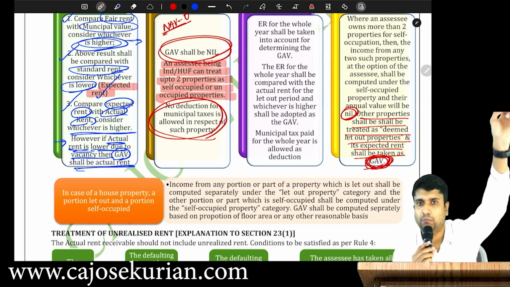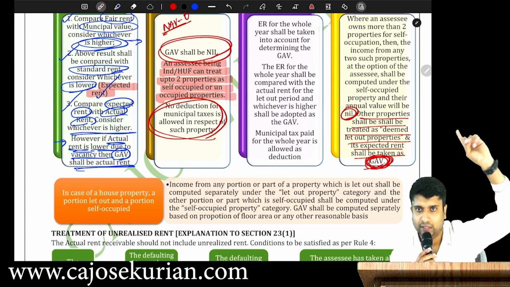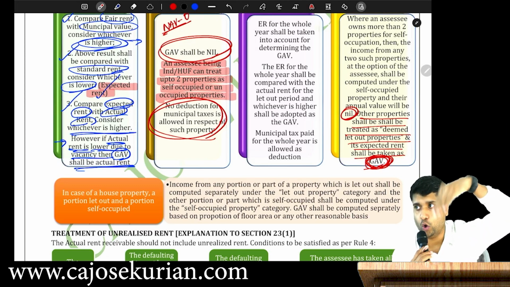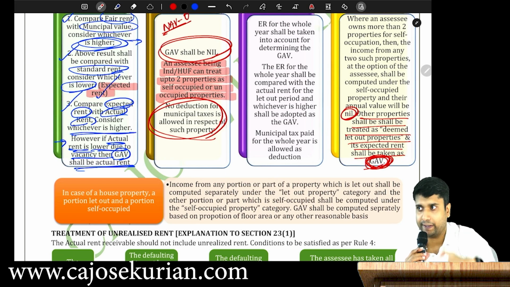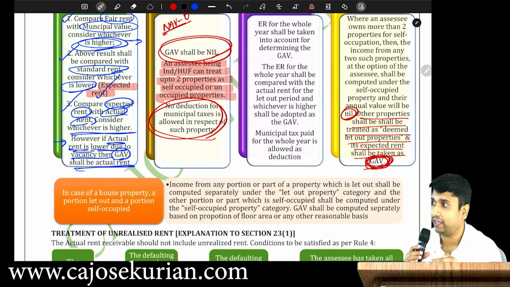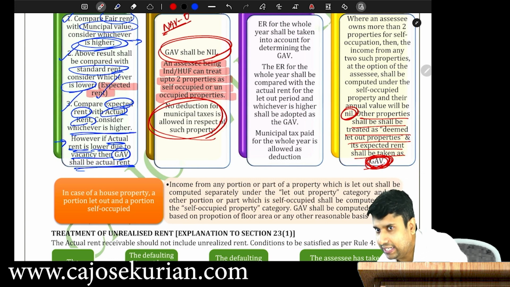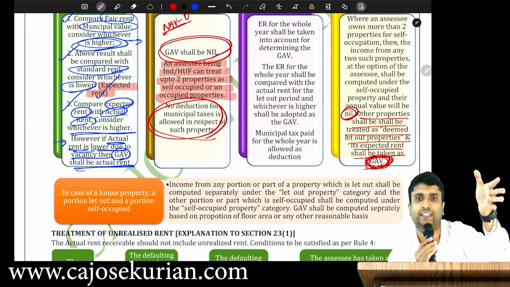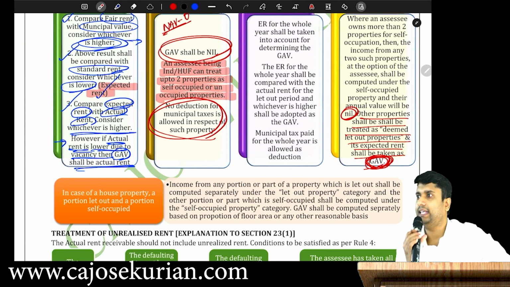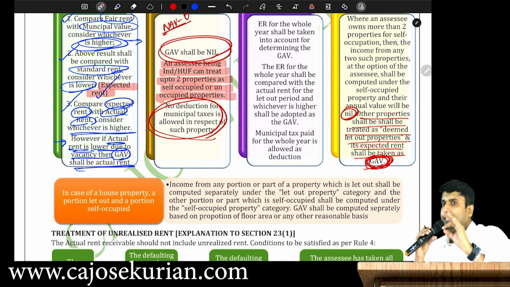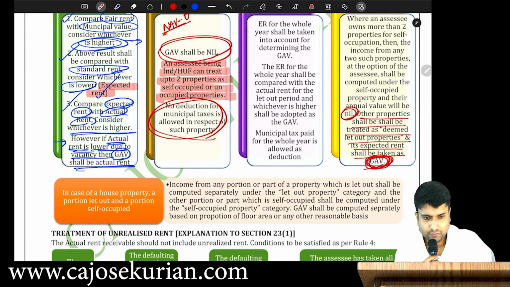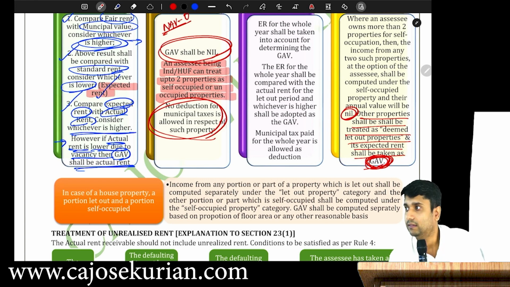How do you compute it? Take fair rent and municipal value, whichever is higher. That higher value is compared with the standard rent, and the lower is said to be the expected rent. You don't have an actual rent to compare, because it is actually self-occupied. But the department says it is deemed to be let out, so there won't be any actual rent. So you take that expected rent itself as the GAV. Is that clear? Very simple process it is.